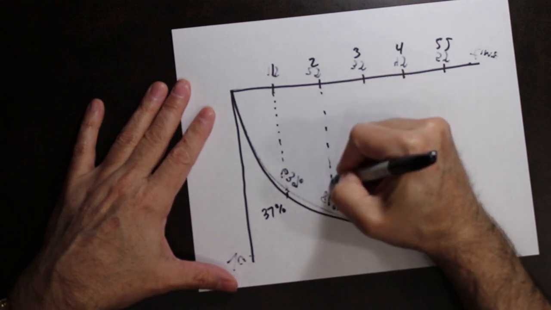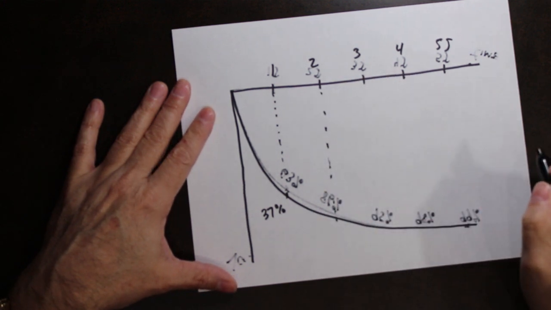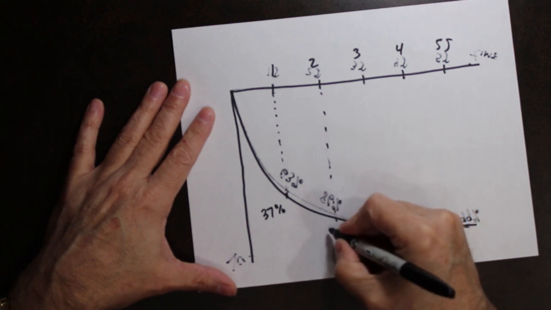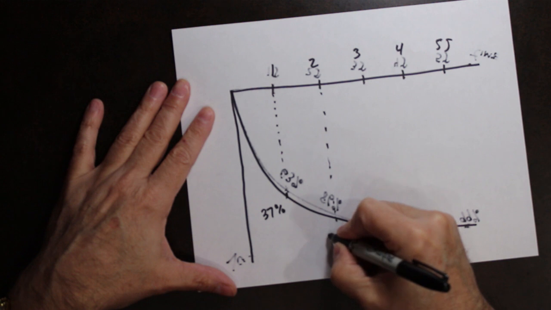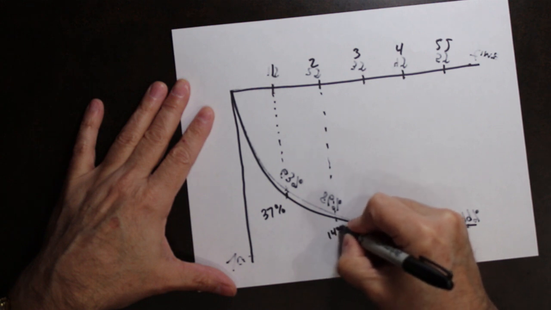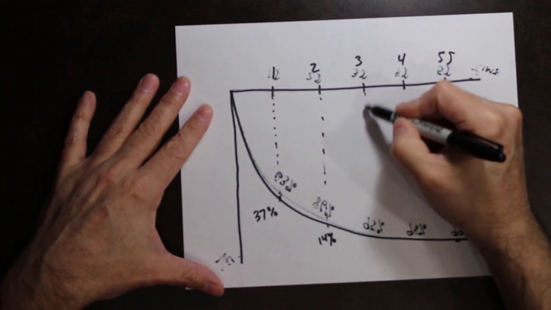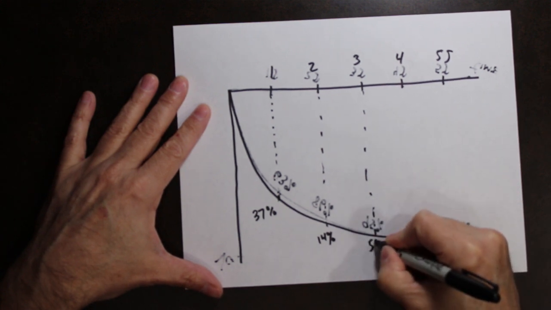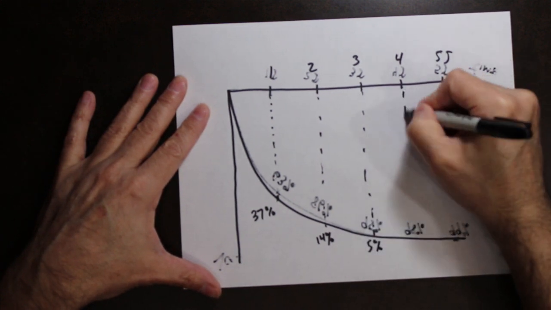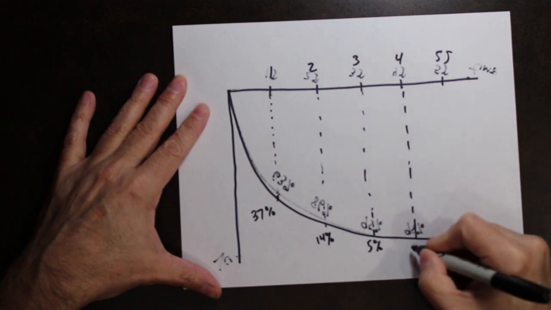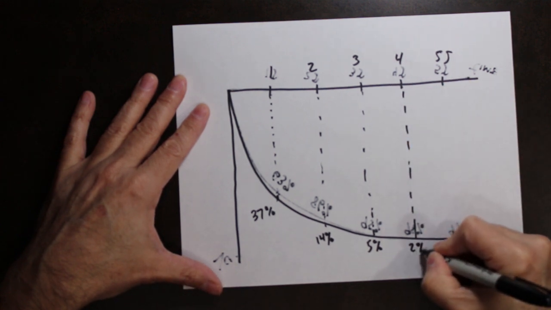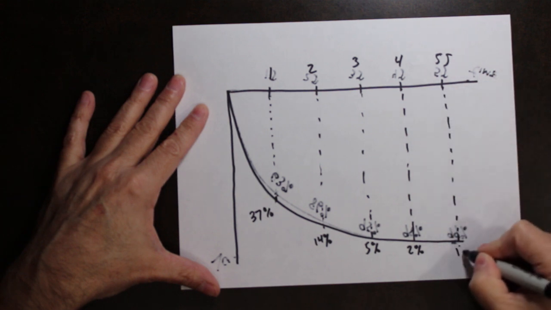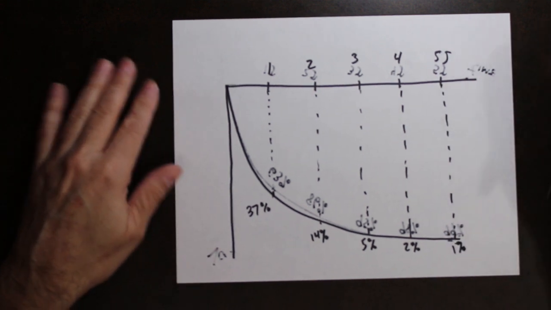After 2 tau, we are down to 14%, since the charge curve was at 86. At 3 tau, we are down to 5%. At 4 tau, we are down to 2%. And at 5 tau, we are down to 1% remaining.